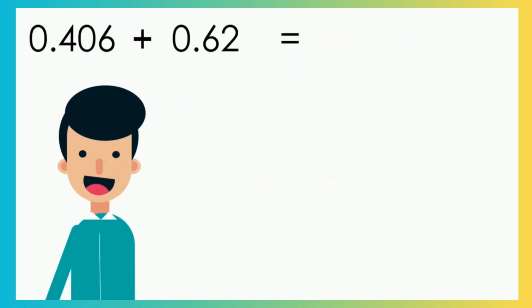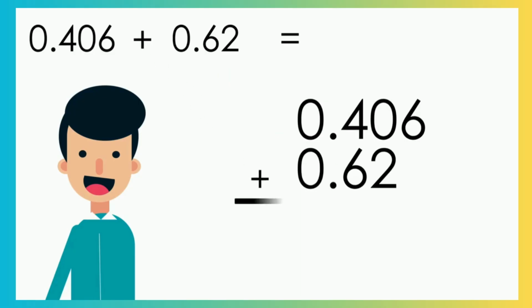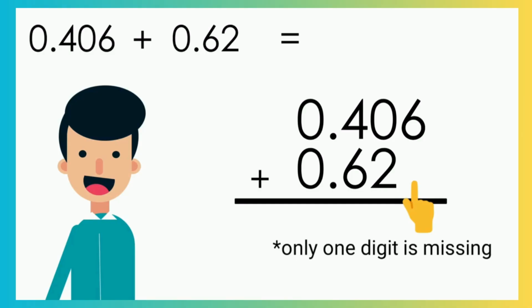Here's another example. Here I have 0.406 plus 0.62. So again, the first step to take is to write the whole operation in vertical form and make sure that the decimal points are aligned as well as the decimal places. Second, you add the decimals starting from the rightmost corner. If you notice, the two decimals do not form a nice column. That's because some of the digits are missing. But that's not a problem.